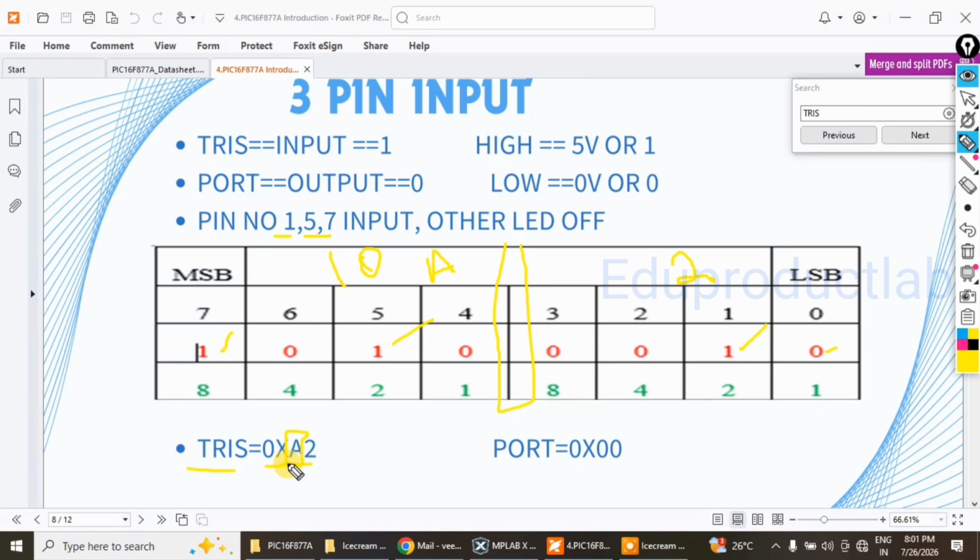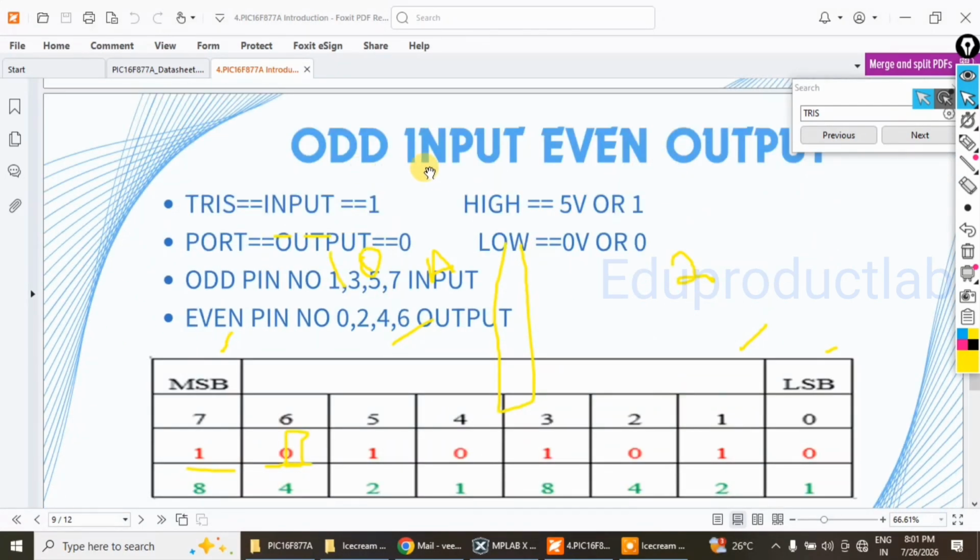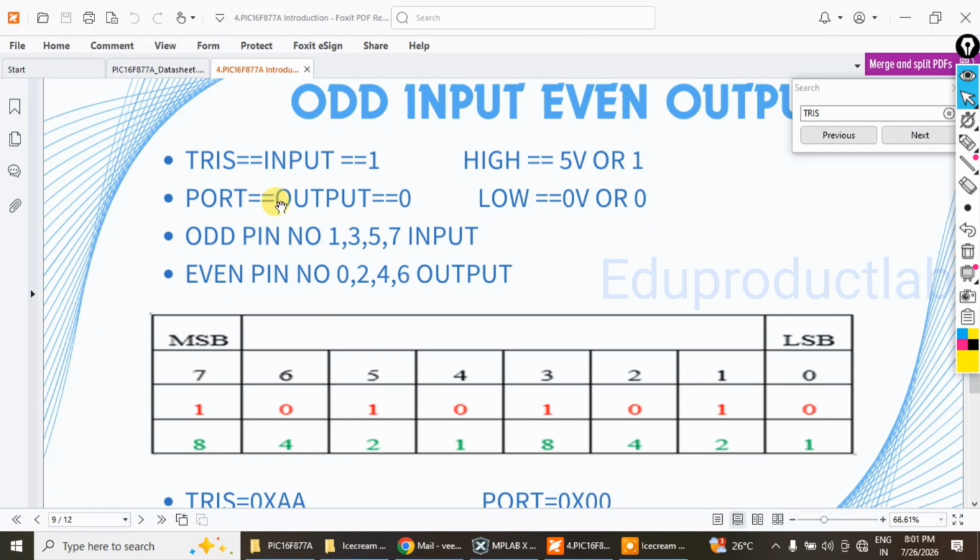Next, configure odd LEDs as input and even LEDs as output. How to configure? Can anyone answer? TRIS input means 1. You can set input direction by setting TRIS to 1. Output you keep as 0.